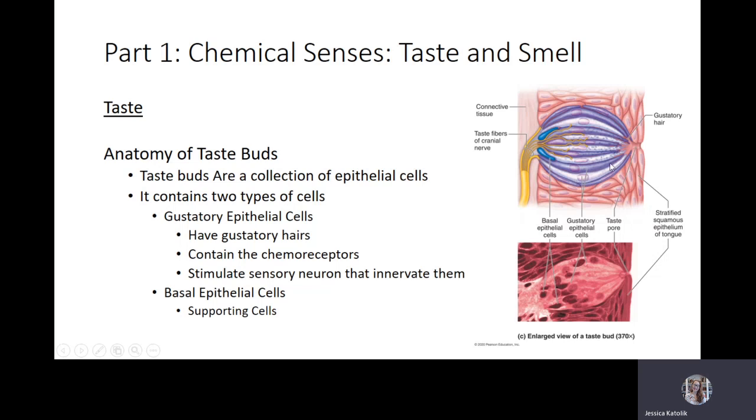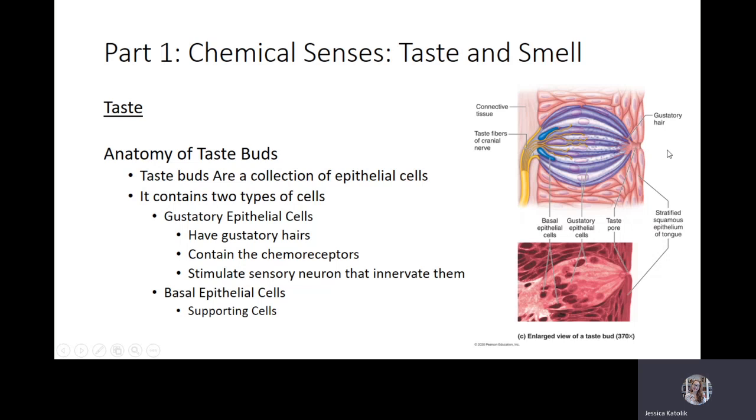gustatory epithelial cells here and here. And these gustatory epithelial cells are responsible for housing the chemoreceptors that are going to bind to the taste ends, or the food chemicals that we are trying to taste. Those chemoreceptors are actually on the gustatory hairs, little hair-like projections that come off of these gustatory epithelial cells.